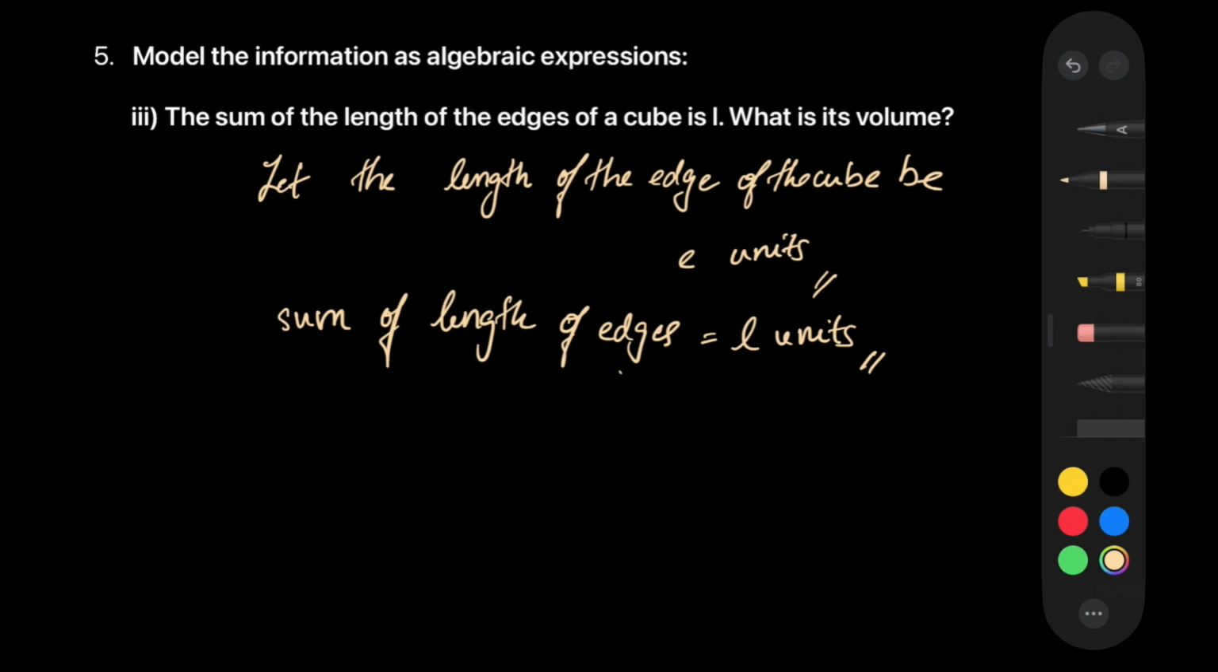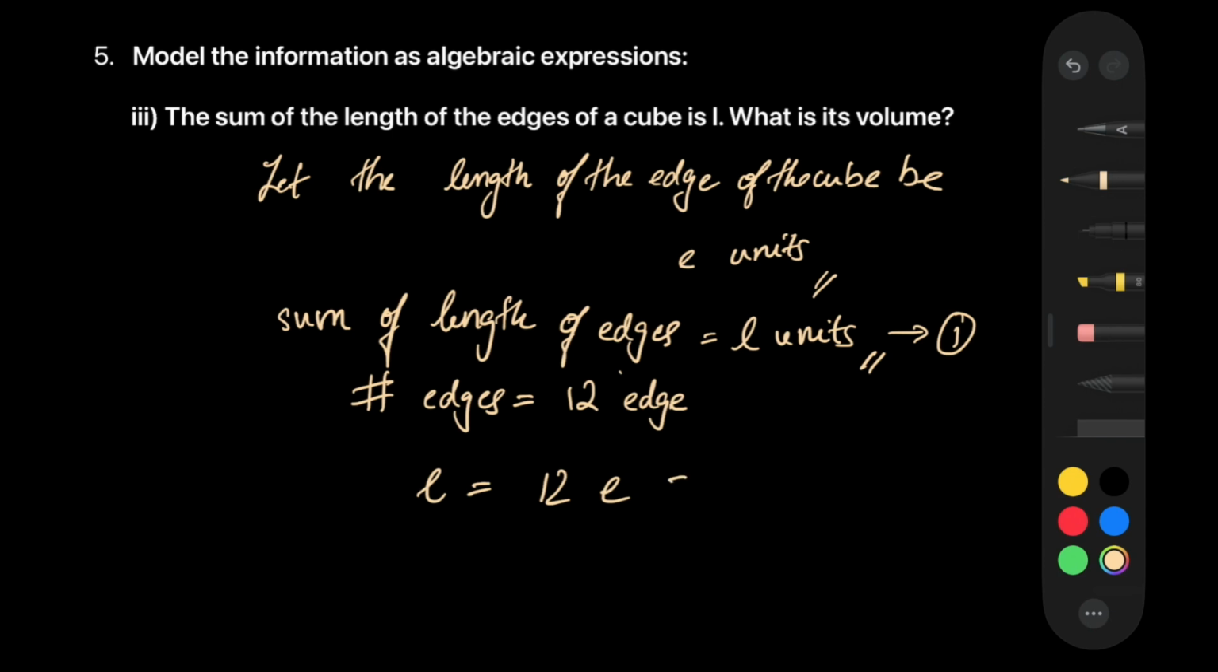So now a cube has 12 edges. So L, which is given here in statement 1, is equal to 12 into the length of each edge, which is E. So dividing both sides by 12, we get E is equal to L by 12. Now, let me clear this up.